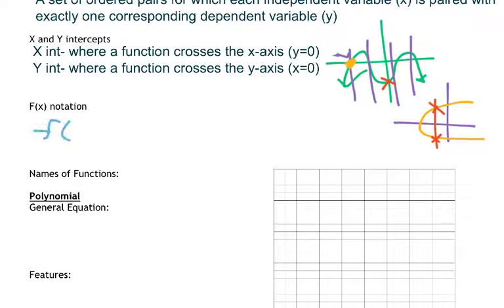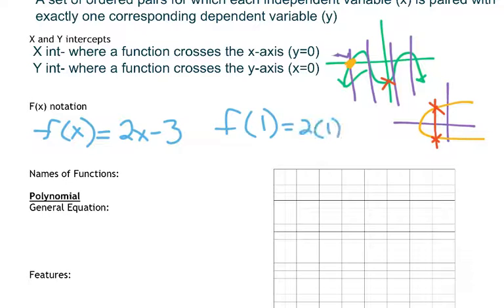You've seen this before, but a lot of times we use f of x instead of y equals. For example, 2x minus 3, hopefully you recognize as a linear function in y equals mx plus b form, but instead of using y, we're using function notation. If we were to say f of 1, that just means, what's the y value when x is 1? I input 1 into the function, so I would do 2 times 1 minus 3, and that would be -1. So f of 1 equals -1, which refers to the coordinate (1, -1) being on that graph. The x value is 1 and the y value is -1.